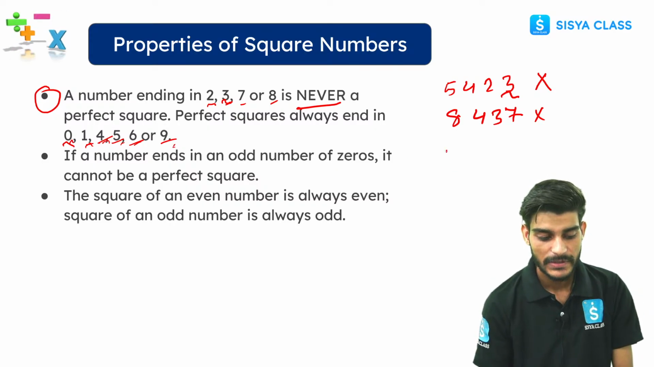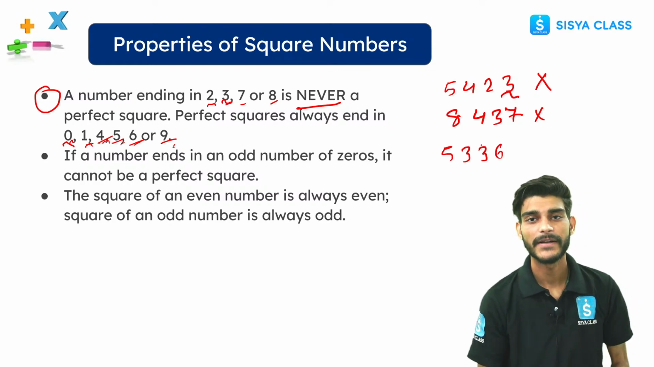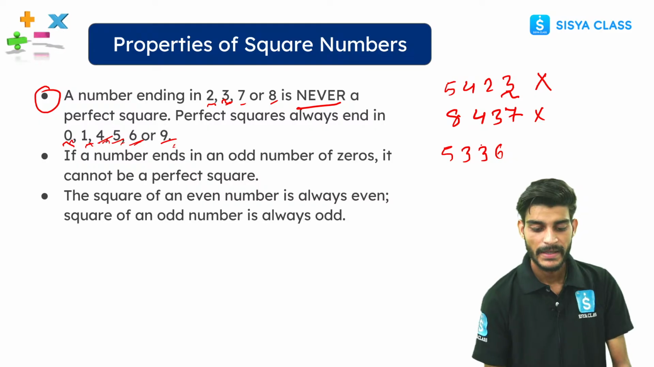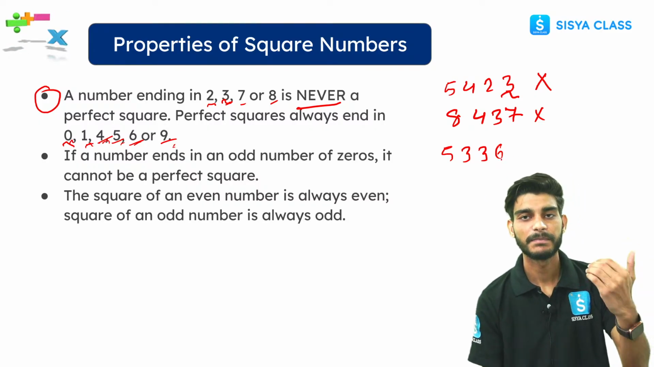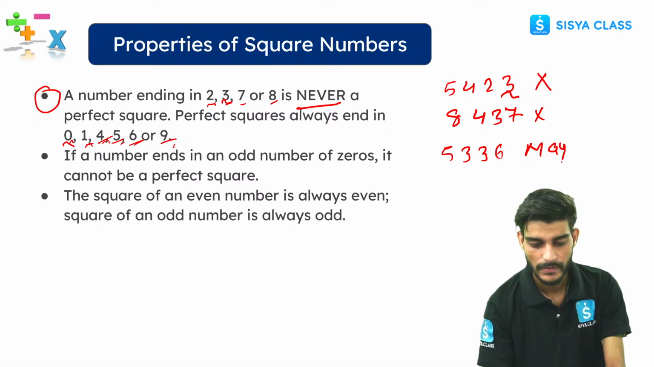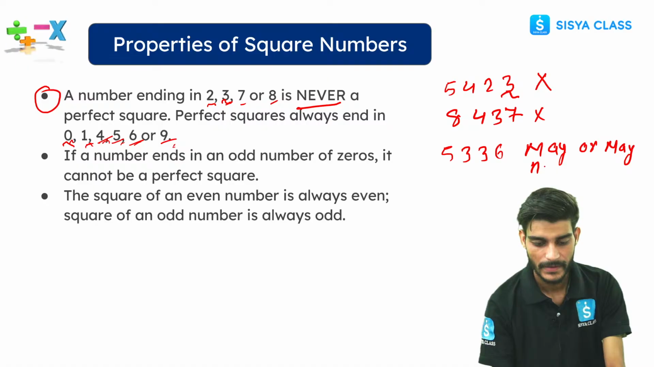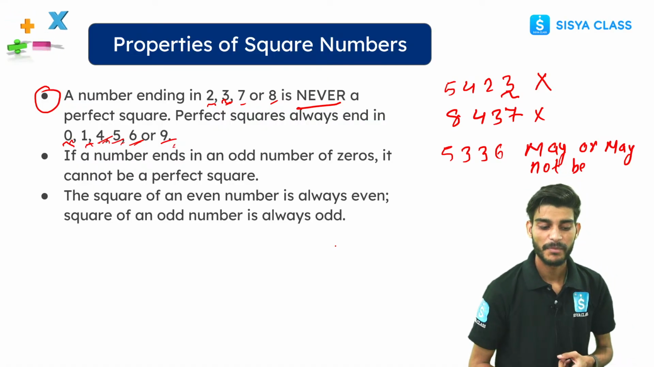So let us suppose a number is 5533533 6. Is this a perfect square? Tell me. The last digit is 6, so I cannot say directly whether it is a perfect square or not. It may or may not be, you have to check by yourself. Clear? So this is property number 1.